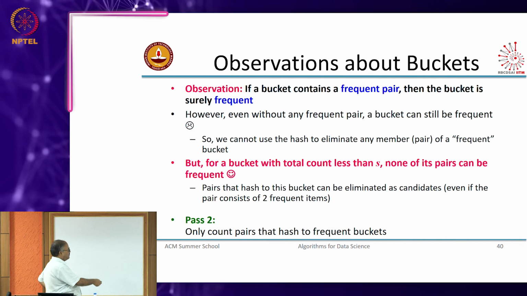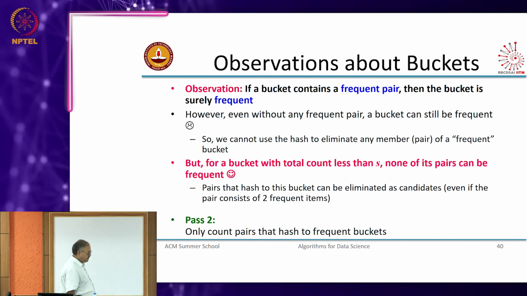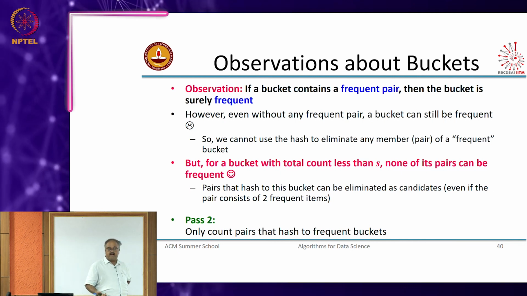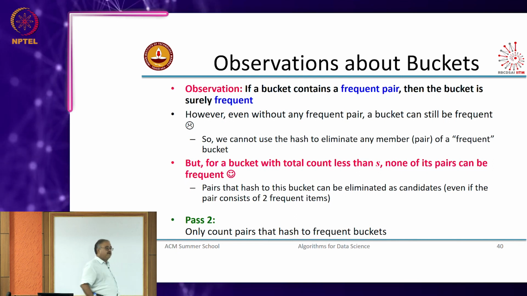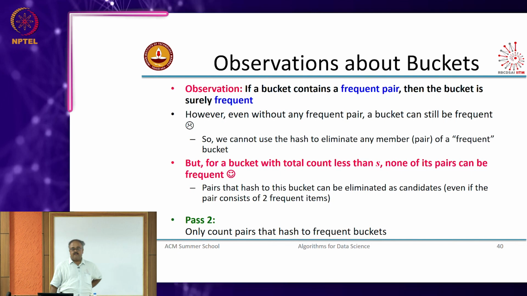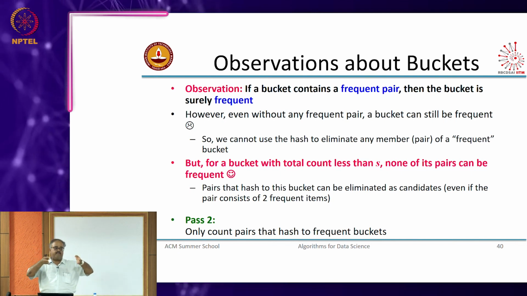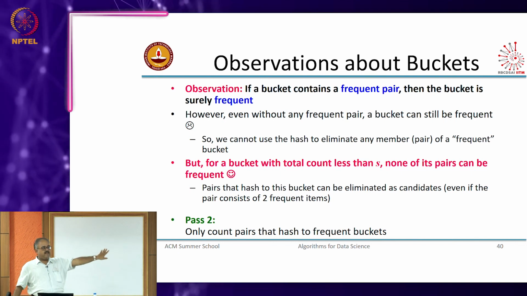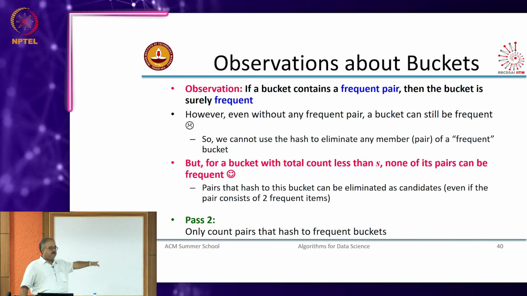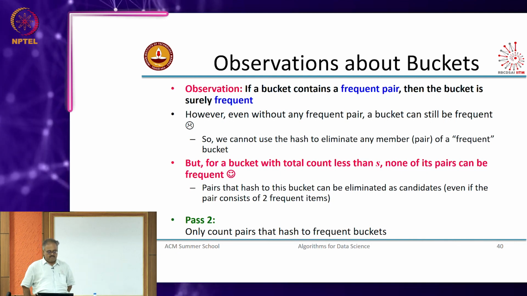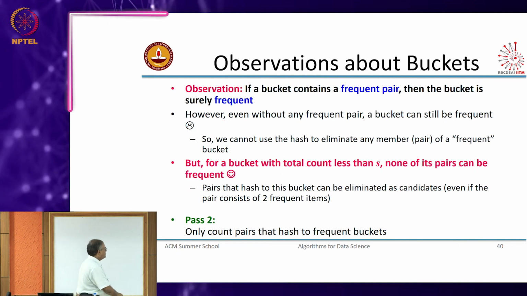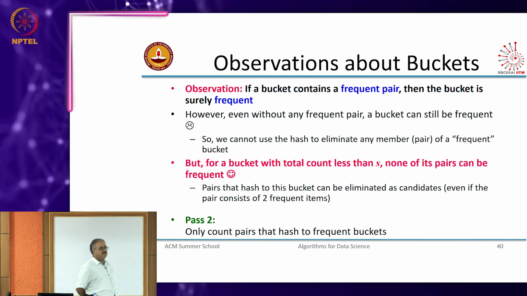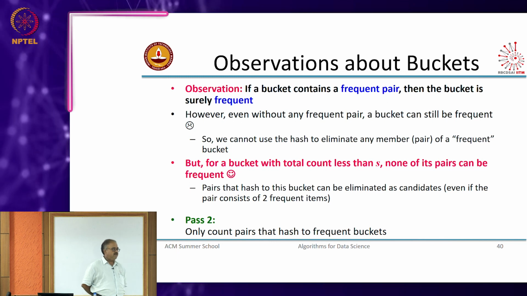So that's one problem, right? You will get frequent buckets which contain infrequent items. But if a bucket is infrequent, it is not frequent, then nothing that hashes to the bucket can be frequent, and therefore all those pairs can be eliminated. You don't have to count any of those pairs. Okay. So what you do in pass 2 is that you only count pairs that hash to frequent buckets.